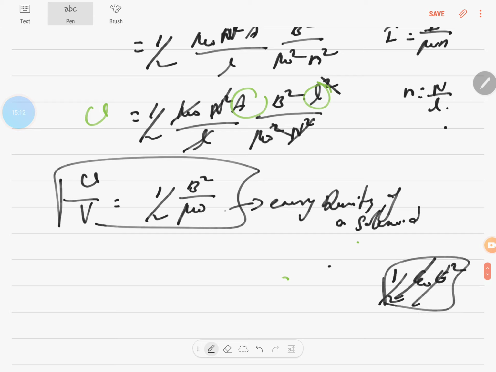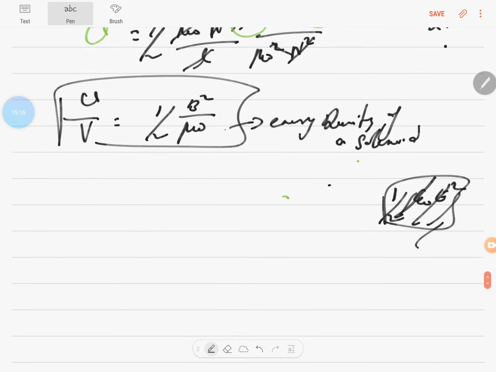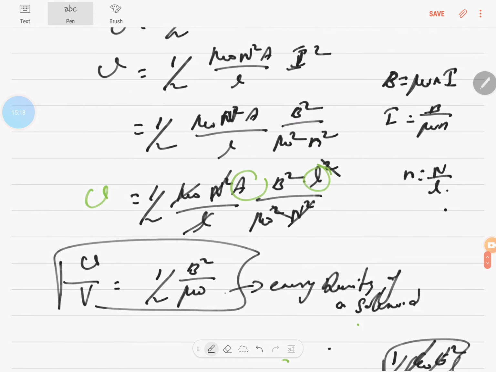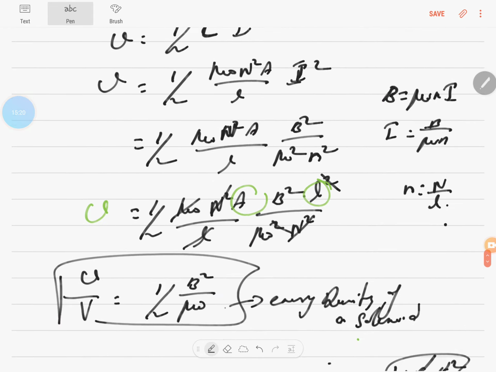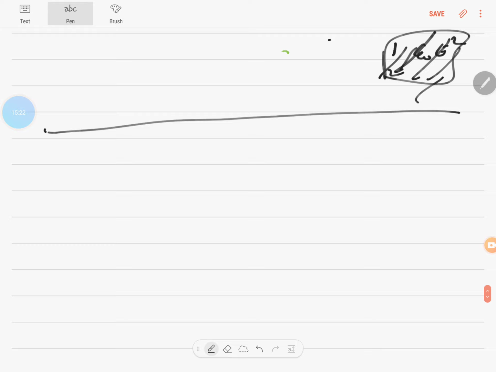So this is just for you to recall. This is electric field, magnetic field, and this is the energy density of a solenoid. Okay, so that completes this. Very important: energy density of a solenoid.